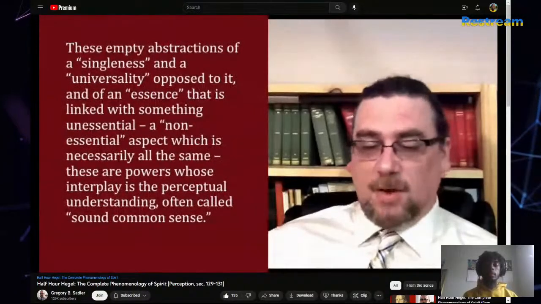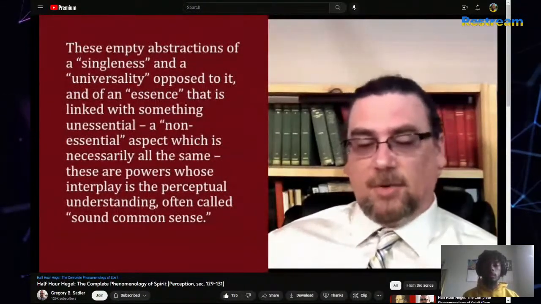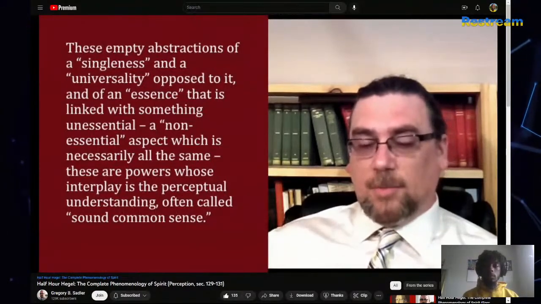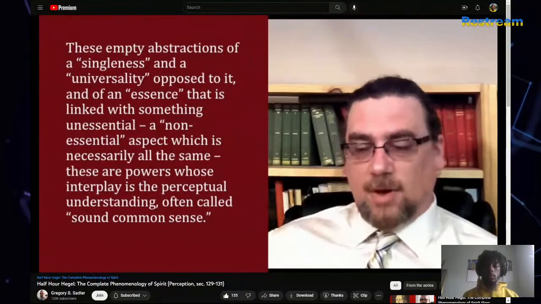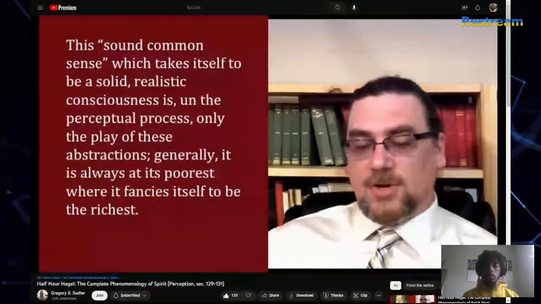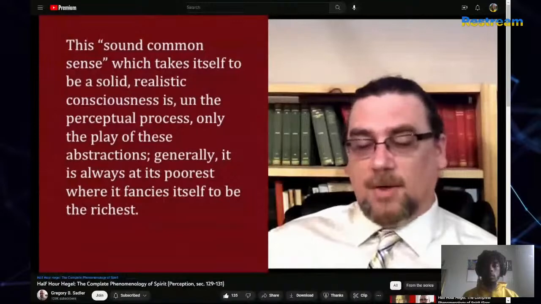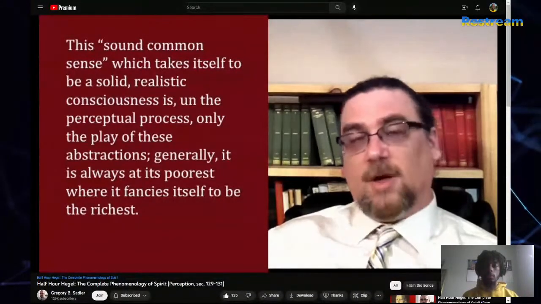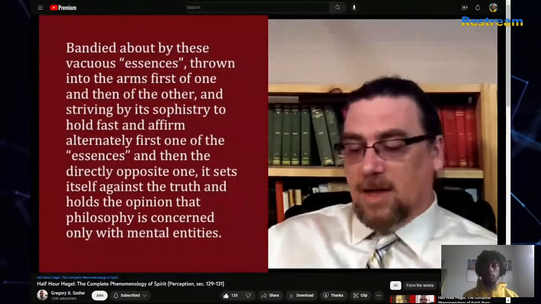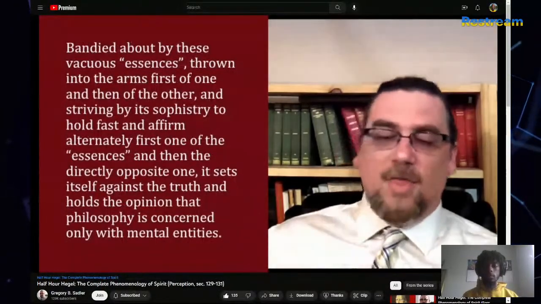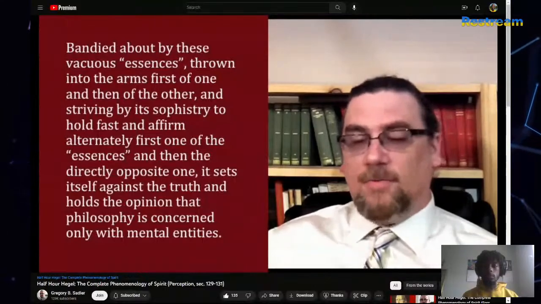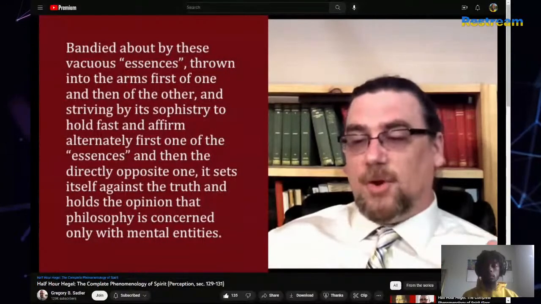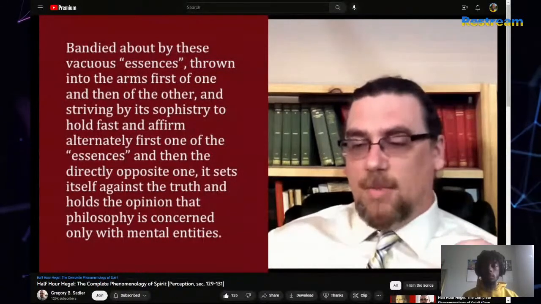These empty abstractions of a singleness and universality opposed to it, and of an essence that is linked with something unessential, a non-essential aspect which is necessary all the same, these are powers whose interplay is a perceptual understanding, often called sound common sense. This sound common sense, which takes itself to be a solid, realistic consciousness, is in the perceptual process only the play of these abstractions. Generally, it is always at its poorest where it fancies itself to be the richest. Bandied about by these vacuous essences thrown into the arms first of one and then of the other, and striving by its sophistry to hold fast and affirm alternately first one of these essences and then the directly opposite one, it sets itself against the truth and holds the opinion that philosophy is concerned only with mental entities.